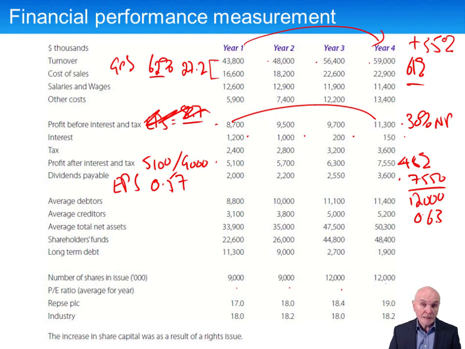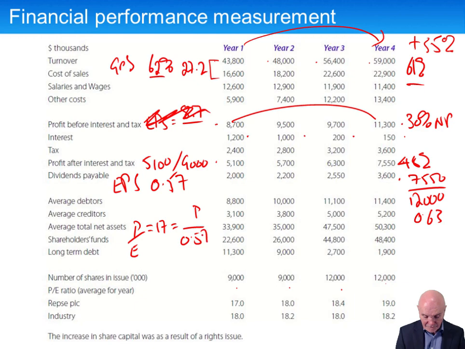We can use this to work out the share price. So here we have a PE ratio. The PE ratio for this company is 17, which equals the price per share over the earnings per share, 0.57. Okay, so the price is going to be 17 times 0.57. It's going to be about 9.69.